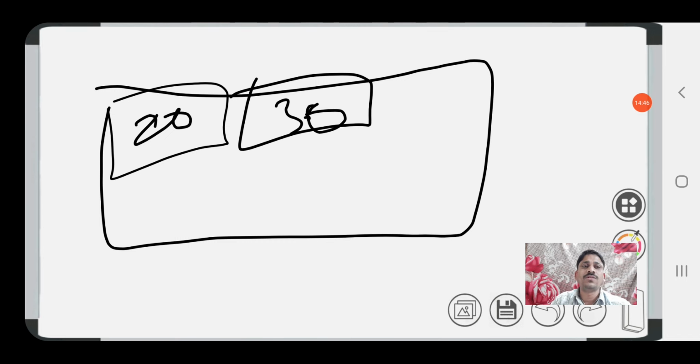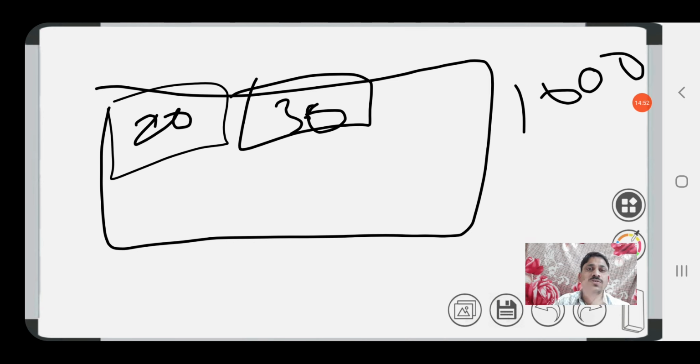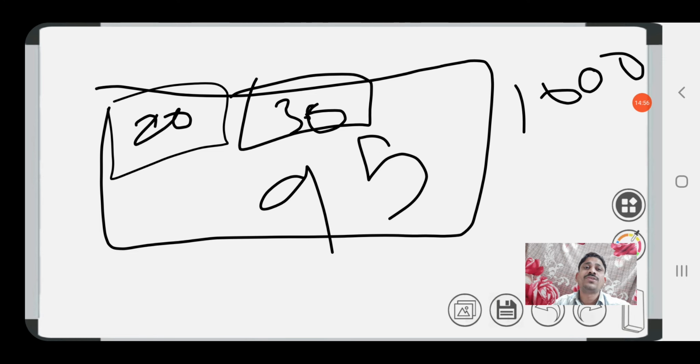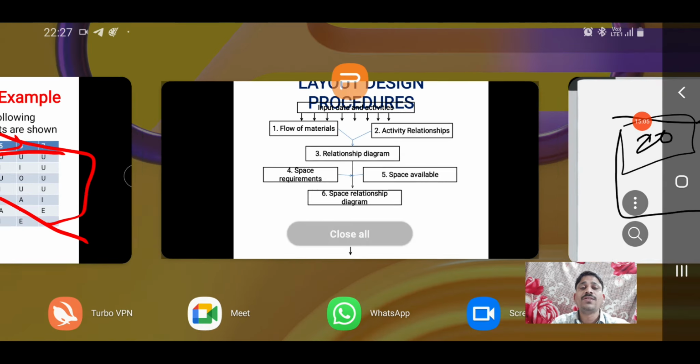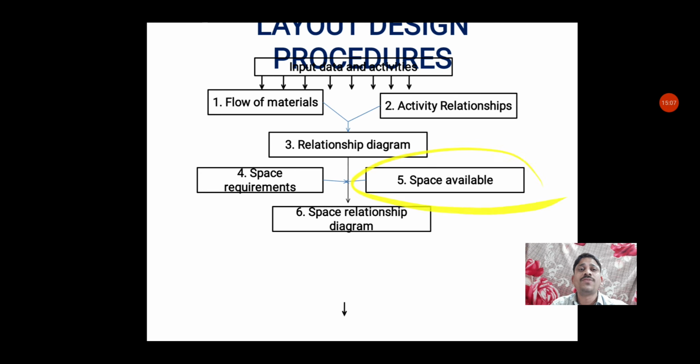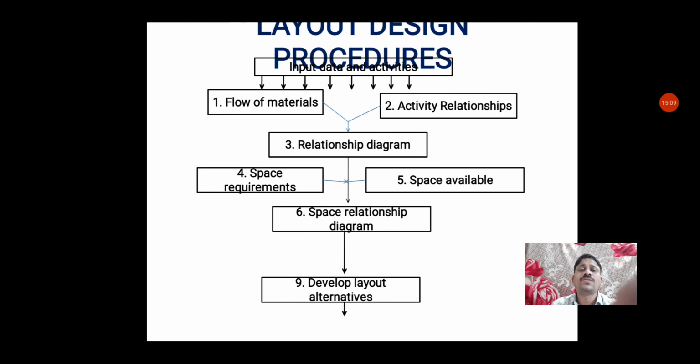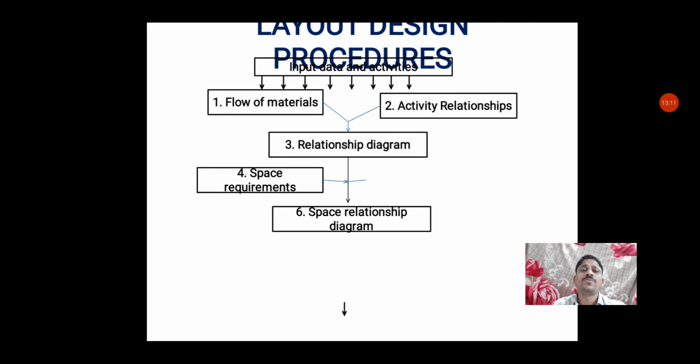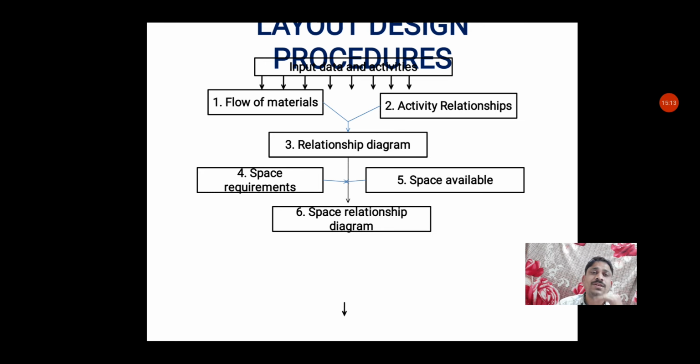That is also important, because if overall 1000 square feet are required in order to arrange all the machinery, but there is only 950 square feet, then it is not possible. Technically, there will be a problem. So it is necessary to consider how much space is available as well as how much space is required. So based on these two, we are developing the space relationship diagram.